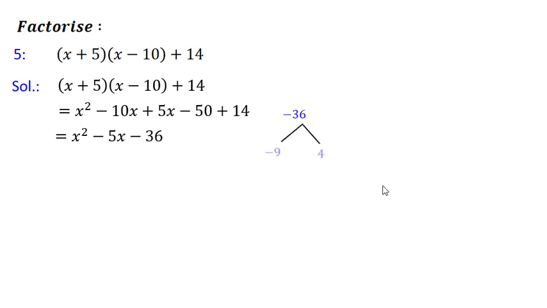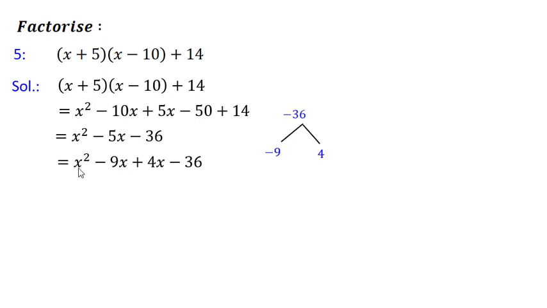So one factor is definitely greater than minus 5 and the other factor is smaller than it. So this minus 36 I can split as minus 9 and 4. Their difference is minus 5 and their product is minus 36. So I will write this as x square minus 9x plus 4x minus 36.